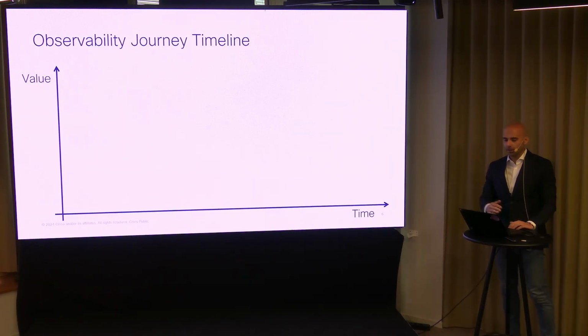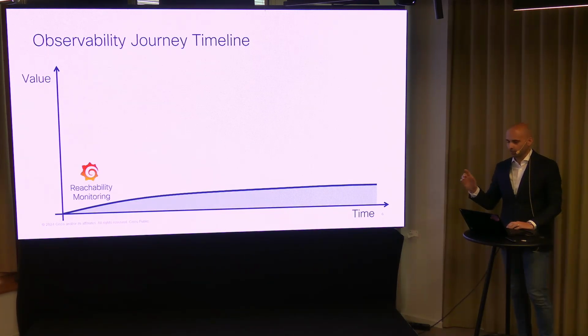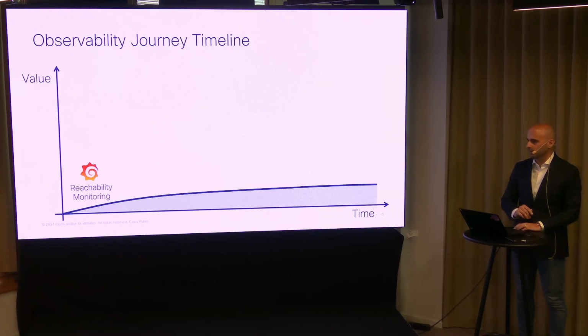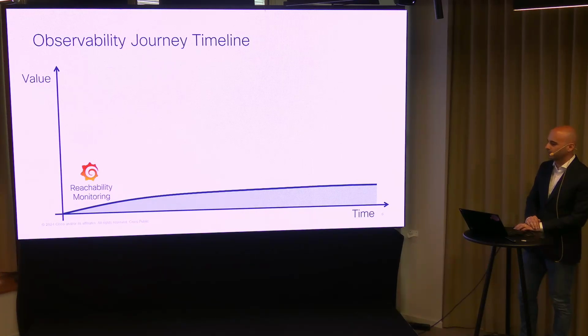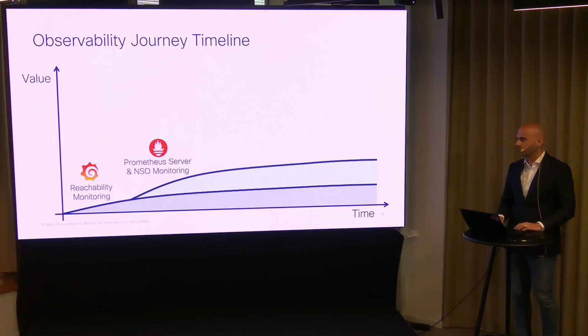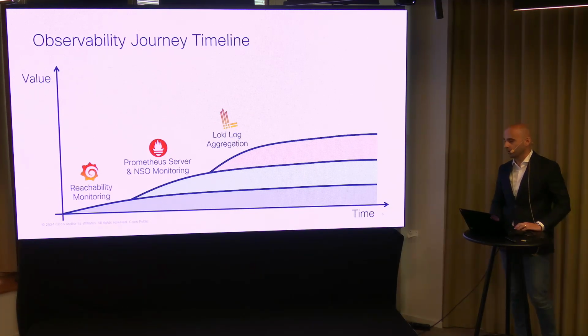And so then we enter our observability journey. This is a representation timeline of what happened throughout the years. And you will see the different components that we added and how they return value to us in terms of observability. So we started with a really small component called reachability monitoring. This is something that is just checking periodically if different services are active or not, reachable or not. Then we added Prometheus server and NSO monitoring. After that, log aggregation with Loki.